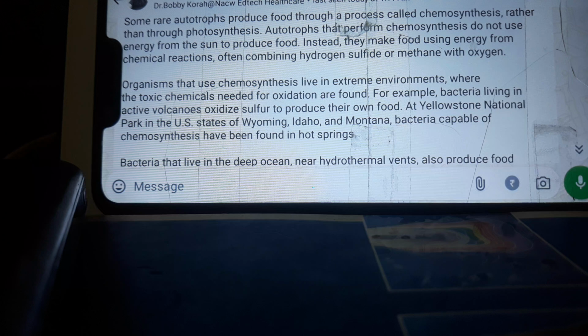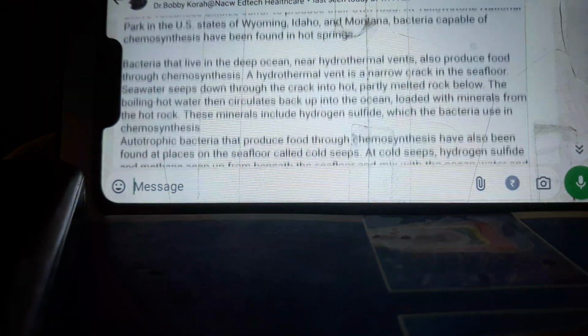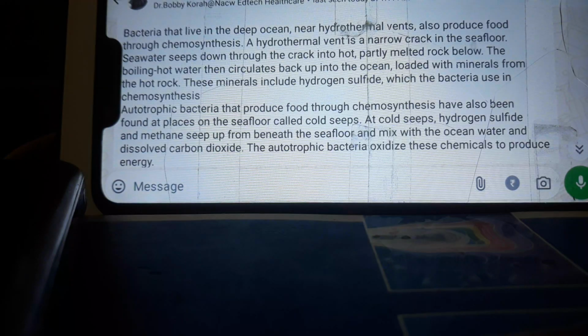The organisms that use chemosynthesis live in extreme environments, right? Because in fact, these too are autotrophs, but do not use energy from the sun to produce food. Instead, they make food using energy from chemical reactions. For example, bacteria living in active volcanoes oxidize sulfur to produce their own food. At Yellowstone National Park in the United States, in Wyoming, Idaho, and Montana, bacteria capable of chemosynthesis have been found in hot springs. The bacteria that live in deep oceans near hydrothermal vents also produce food through chemosynthesis.